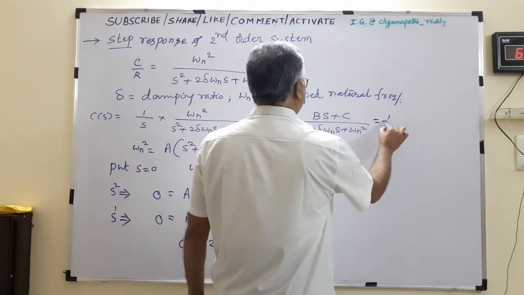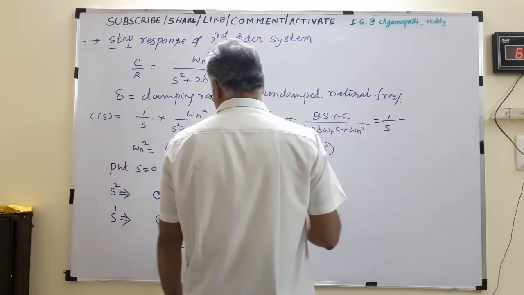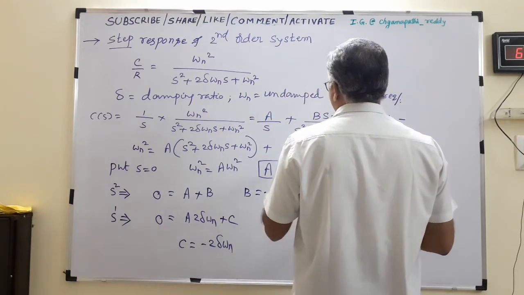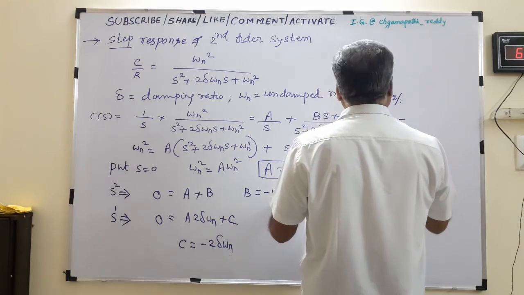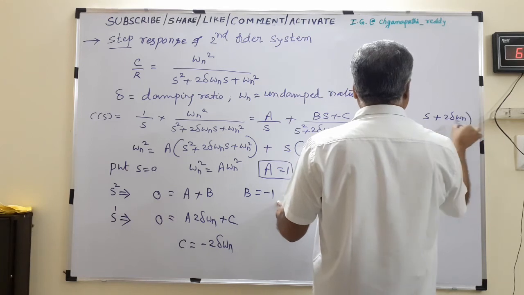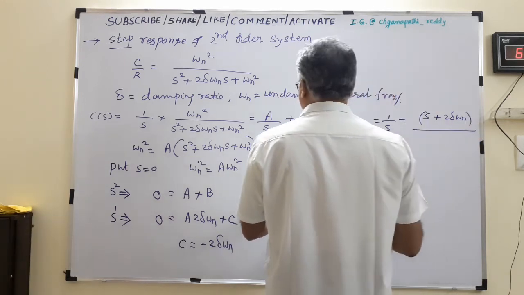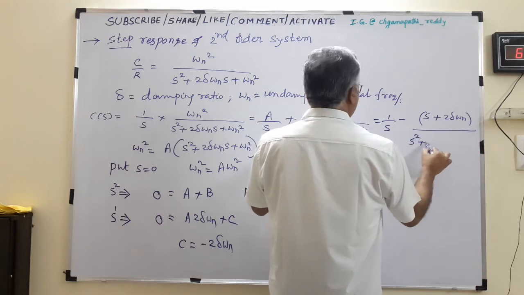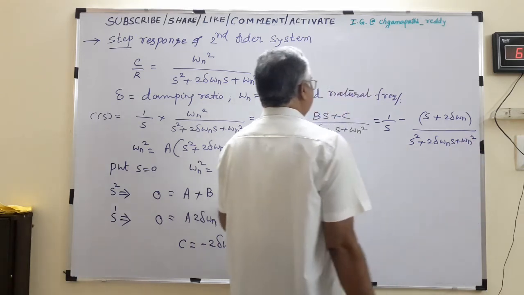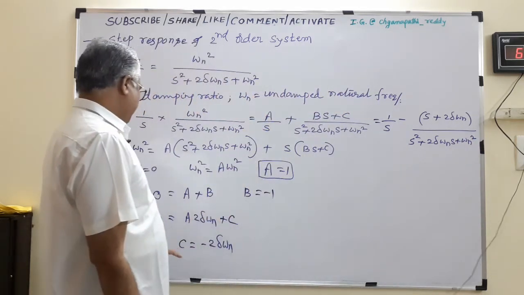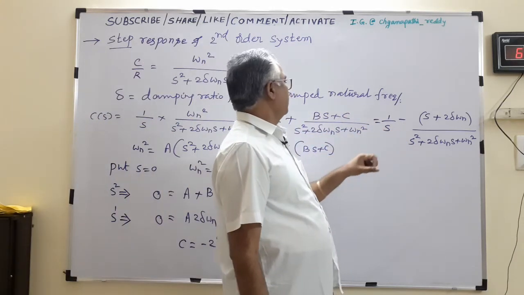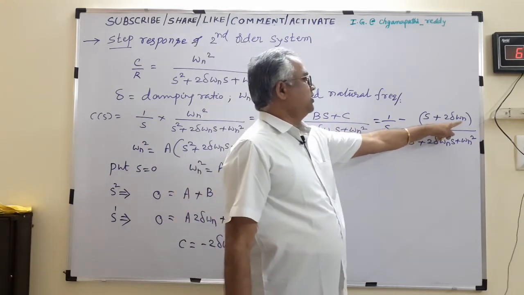Therefore, this is equal to 1 by s minus s plus 2 delta omega n by s square plus 2 delta omega n s plus omega n square. Because B is minus 1, C is also minus, so that minus I put here. Now s plus 2 delta omega n by the denominator.